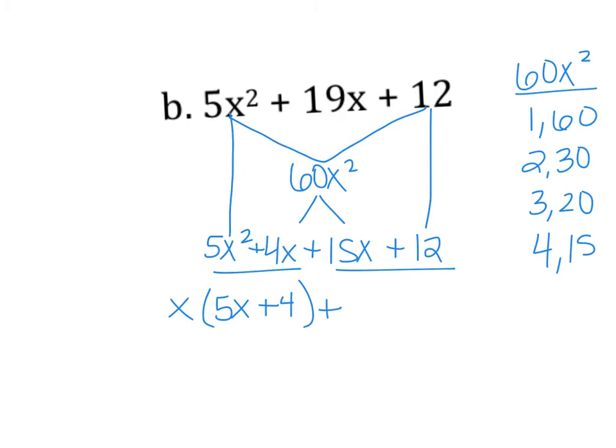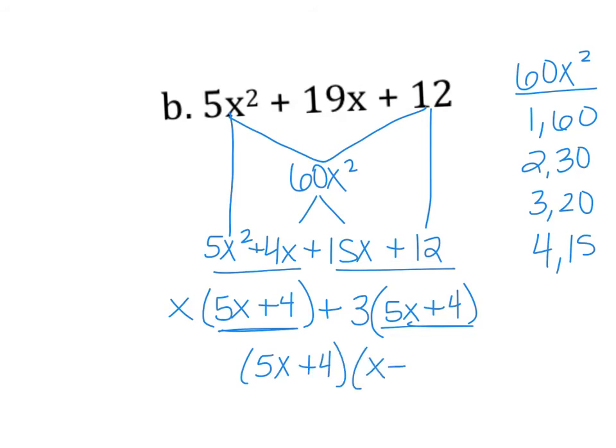Pull down that middle sign. My GCF between 15x and 12 is 3. 15x divided by 3 is 5x, and 12 divided by 3 is 4. Once again, notice those inside those parentheses are the same. If they weren't, that would tell you that you've done something wrong. That's going to be one of our factors, and then the outside stuff is going to be your other factor.